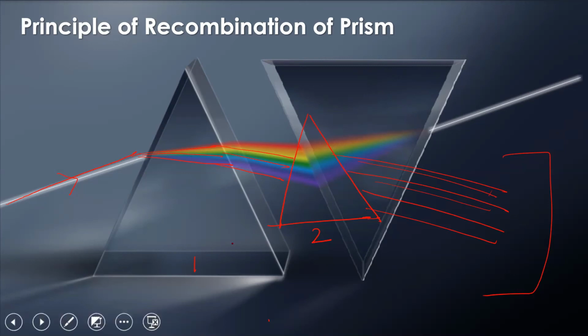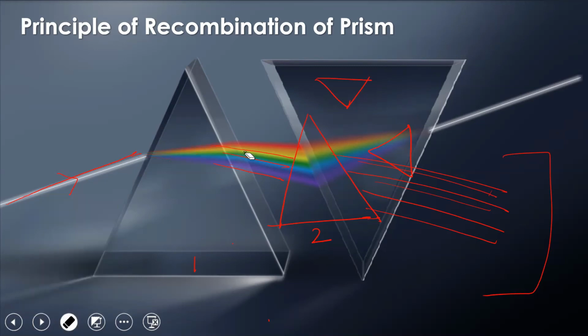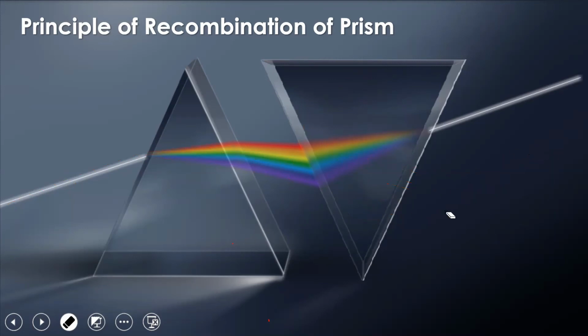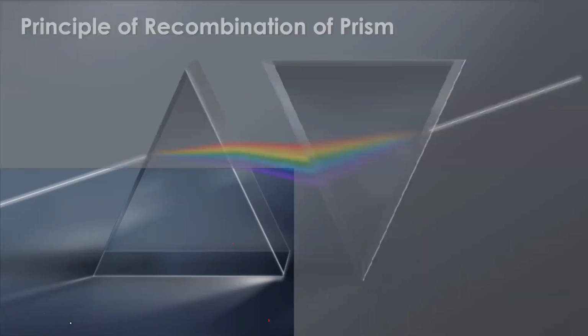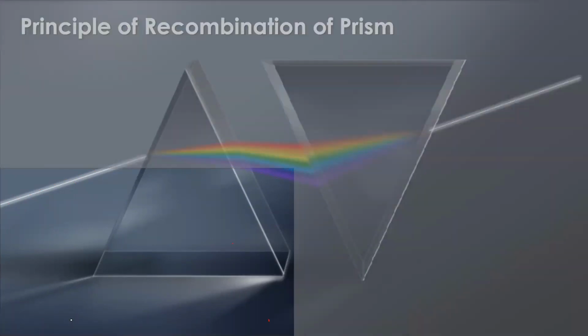So he tried to change the orientation of the second prism. First he kept it like this, then he kept it in this way, and then he kept it in a reverse position like this. Okay, to his surprise, when he kept the prism in an inverted position, right? So it is this way. When he kept this prism in an inverted position, and when this band of 7 colors hit the prism 2, when it came out, right?